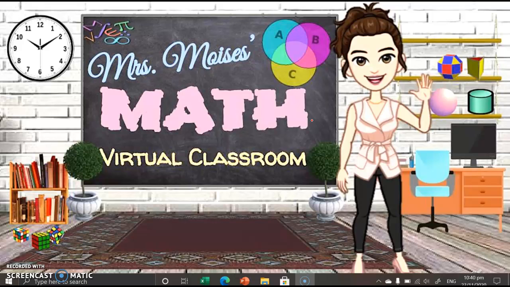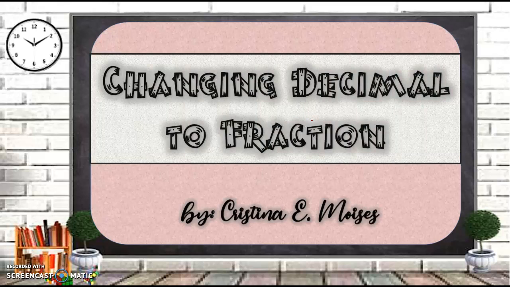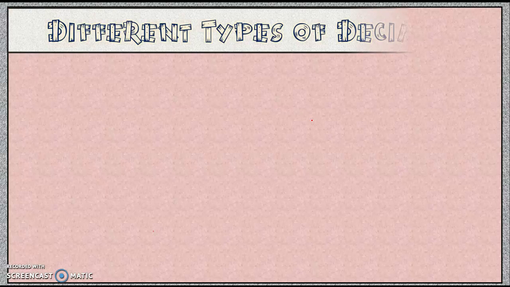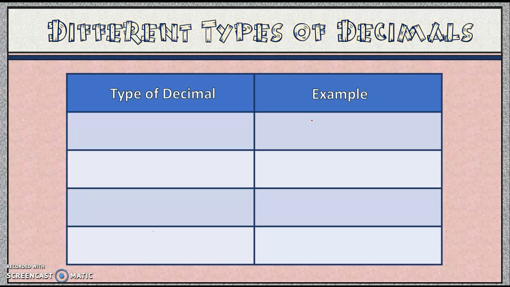Today we'll discuss changing decimal to fraction. Different types of decimals. Type of decimal and example. Number 1, non-repeating and terminating decimals.